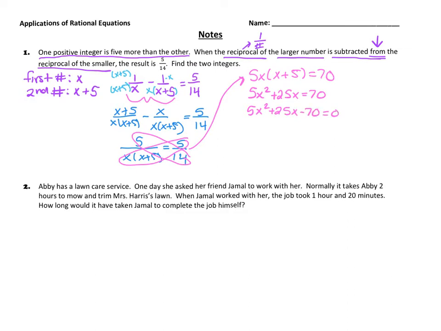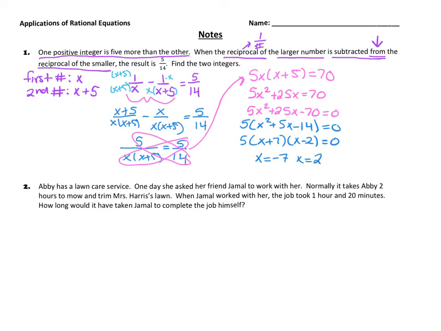Now I'm going to factor this quadratic equation. So especially when we have big numbers, always check for a GCF first. So I have a GCF of 5, so I'm going to factor out the 5. Once I factor out the 5, this is actually pretty easy to factor. It's going to factor into x plus 7, x minus 2. So my 2 possible solutions are negative 7 and 2.